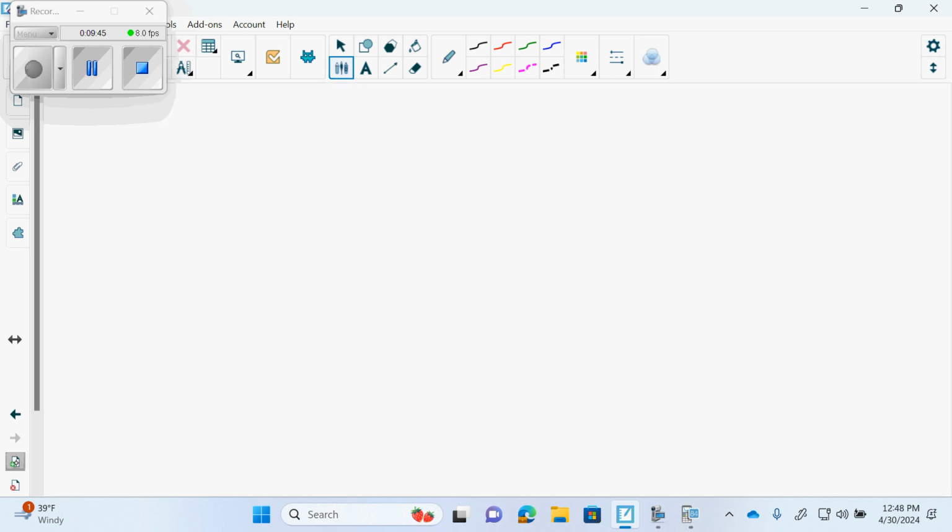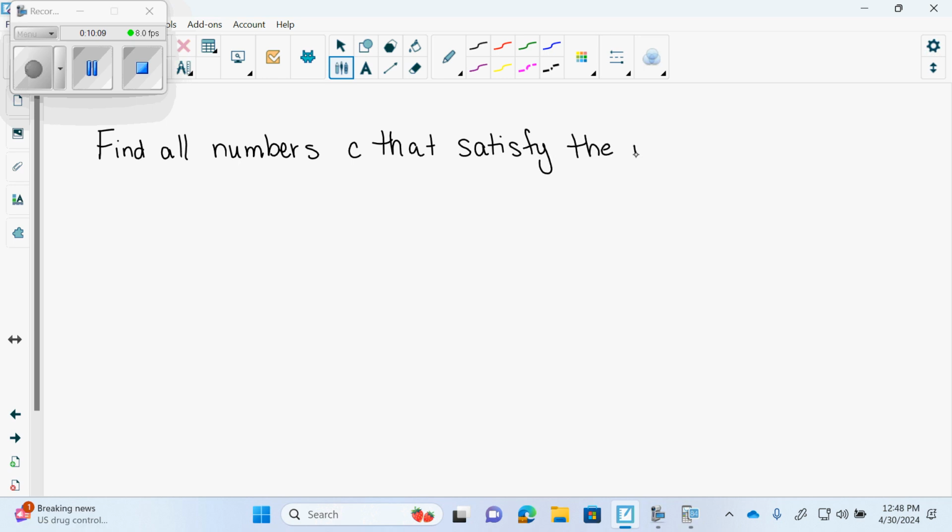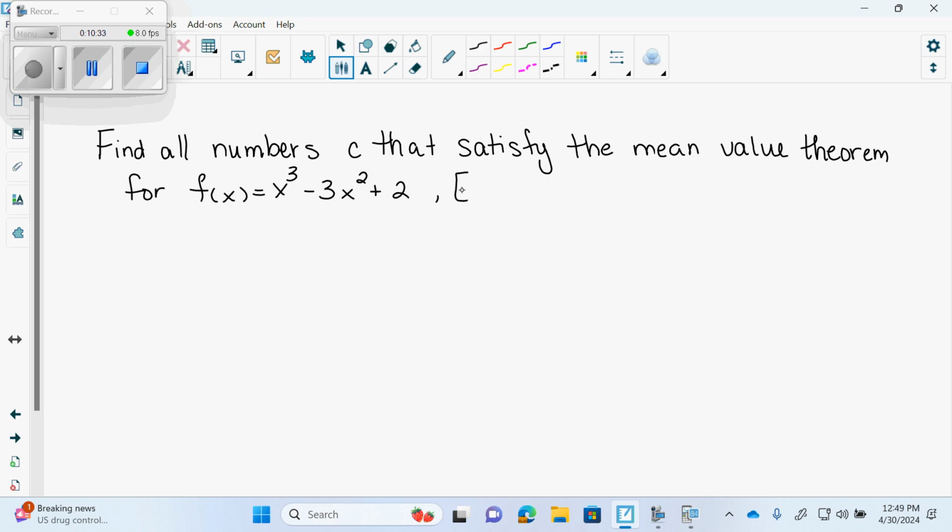So you guys are trying this one out. I want you to verify the function's hypothesis of the mean value theorem and find all numbers c that satisfy the mean value theorem for f of x equals x cubed minus 3x squared plus 2x. Nope, 3x squared plus 2x, from negative 2 to 2.